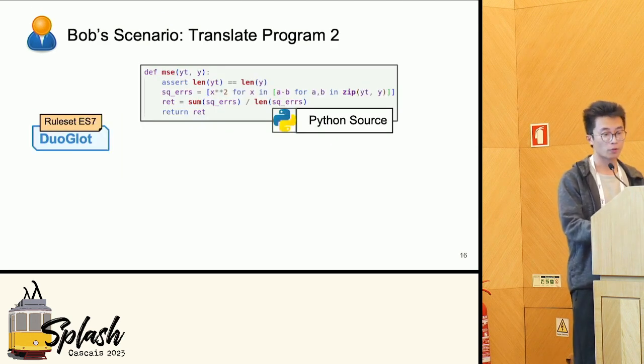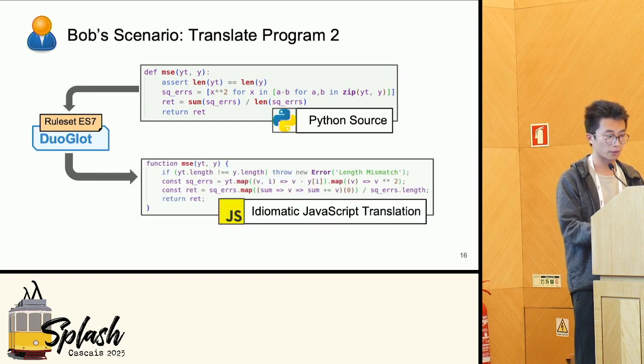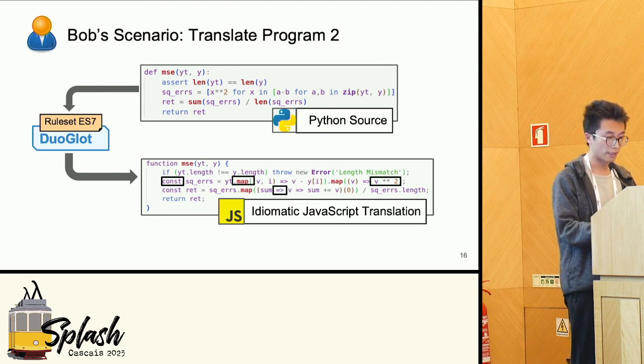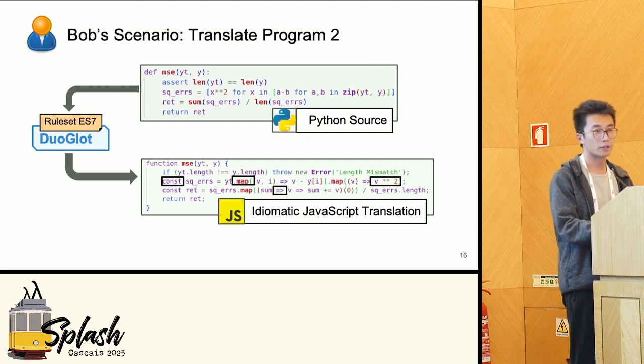For the second program, Bob can use a rule set that translates NumPy to JavaScript ES7, which is a relatively new language standard. With the rule set, DuoGlot can convert the program into idiomatic JavaScript code that uses language features available in this version of the JavaScript language. For example, we can see the use of const, map, exponentiation operator, arrow functions, etc.